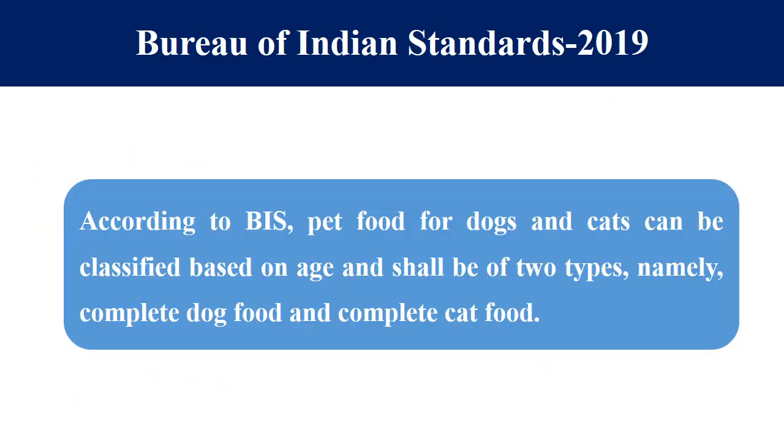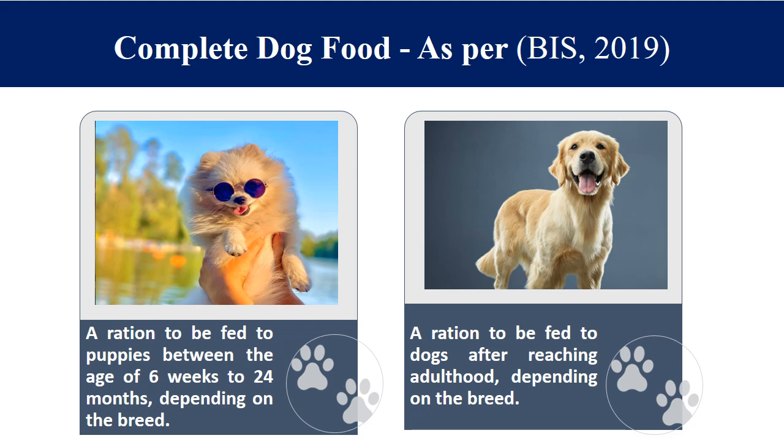Here we will see the specific classification given by the Bureau of Indian Standards in 2019. According to BIS, pet food for dogs and cats can be classified based on age and shall be of two types, namely complete dog food and complete cat food. So this is as per the regulatory authority. Bureau of Indian Standards is the regulatory authority. They make standards for human foods and also pet food. They have specified the classification based on age for dogs and cats separately, which we are going to see next.